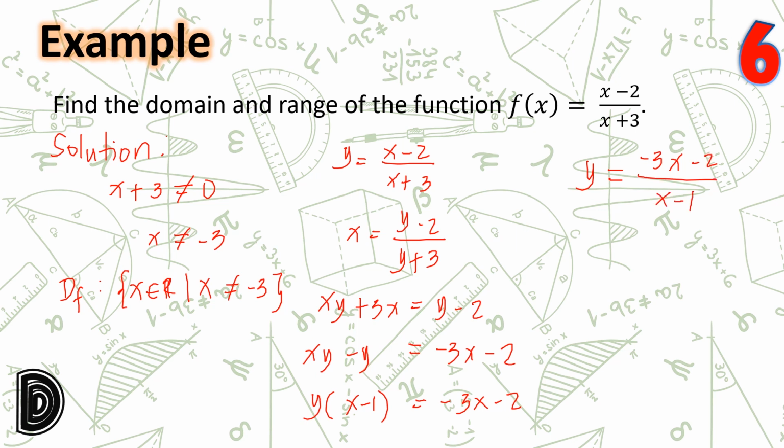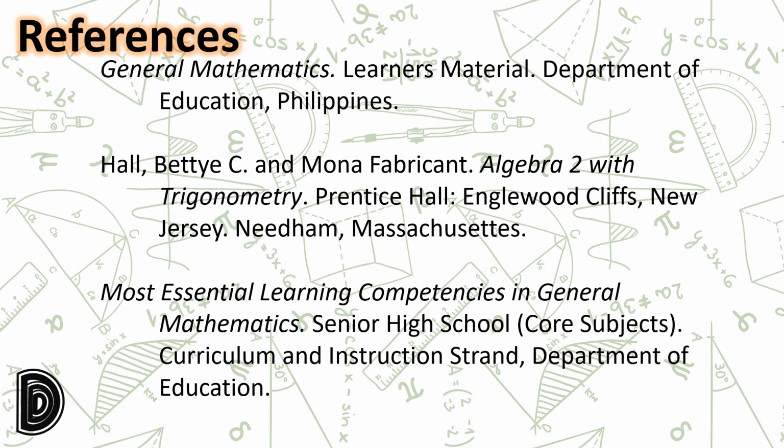Again, the domain of this inverse function is that x minus 1 is not equal to 0, hence x is not equal to 1. Therefore, the range of the original rational function f are all real values of y, such that y is not equal to 1. Another way to find the range of a rational function is to plot the graph of the rational function, and from the graph we'll be able to determine the range of the rational function.